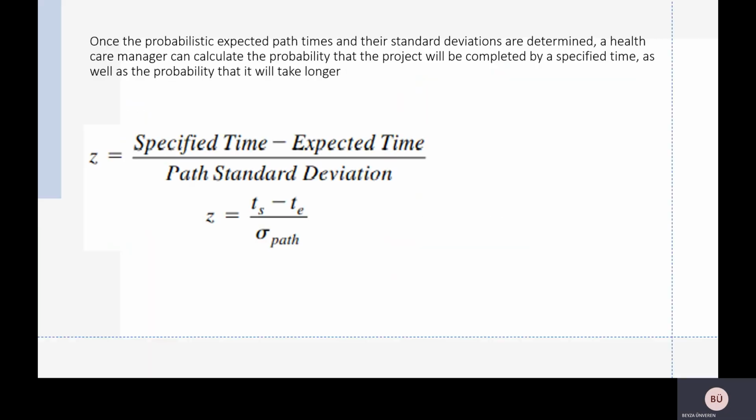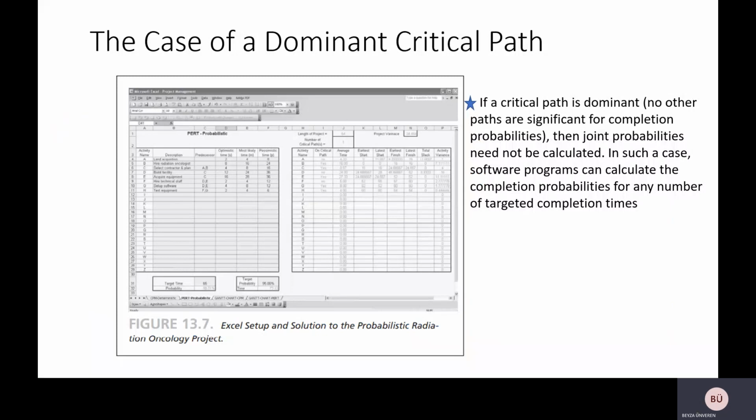Once the probabilistic expected path times and their standard deviations are determined, a healthcare manager can calculate the probability that the project will be completed by a specific time, as well as the probability that it will take longer. The case of a dominant critical path: if a critical path is dominant, no other paths are significant for completion probabilities. Then joint probabilities need not be calculated. In such a case, software programs can calculate the completion probabilities for any number of targeted completion times.